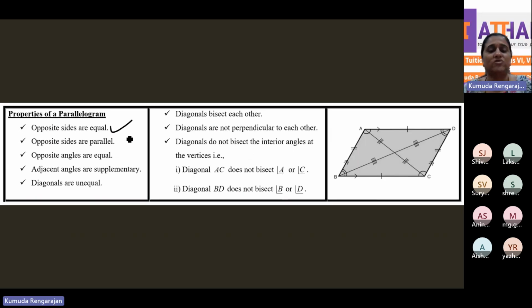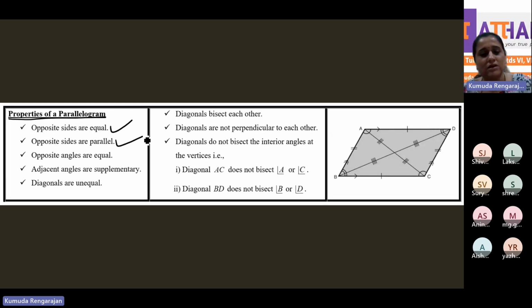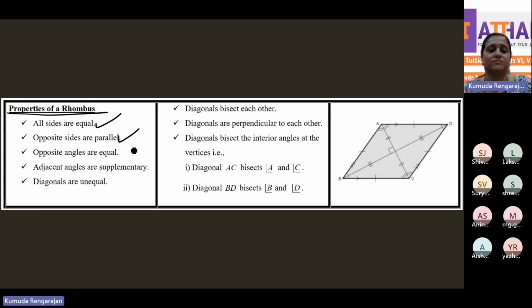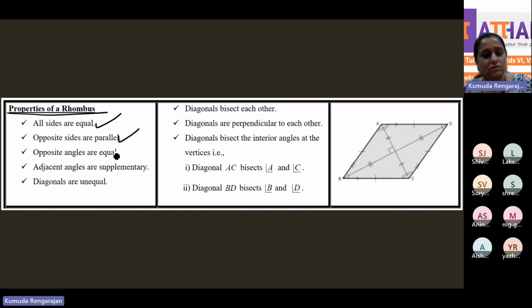I'm switching between the two slides, children. See, this is properties of a parallelogram. The next one is properties of a rhombus. So in a parallelogram, opposite sides are parallel. In a rhombus also, opposite sides are parallel. In a parallelogram, opposite angles are equal. Here it cannot be that opposite angles are unequal. If opposite angles are equal in a parallelogram, it has to be equal here also. What you find in a parallelogram should be found here.